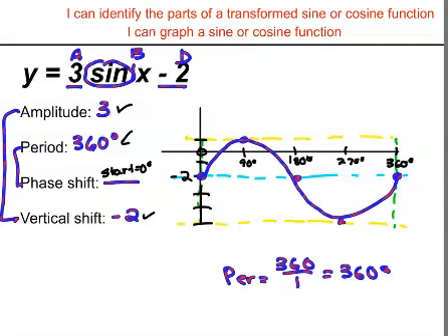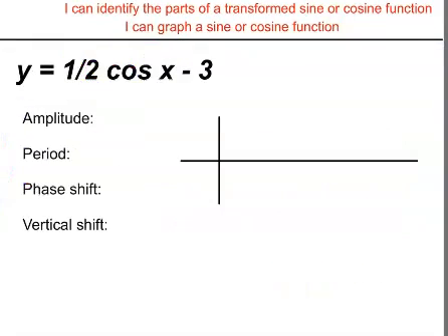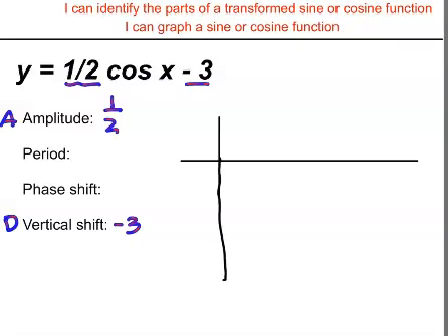All right. So let's try another one here. Cosine. So good, we're going to do some cosine here. This is the A value. This is the D value. So the vertical shift is -3. The amplitude is 1/2. So vertical shift of -3. I don't care how far apart you do these.